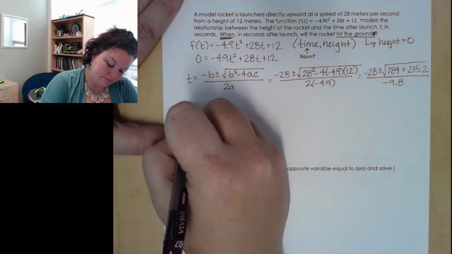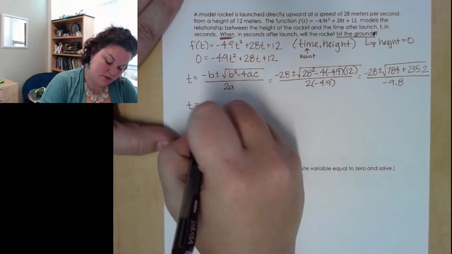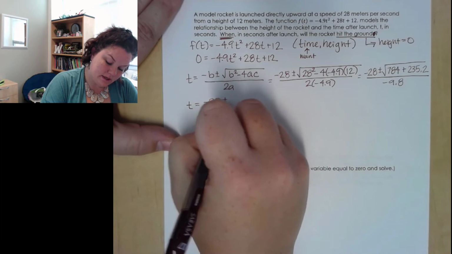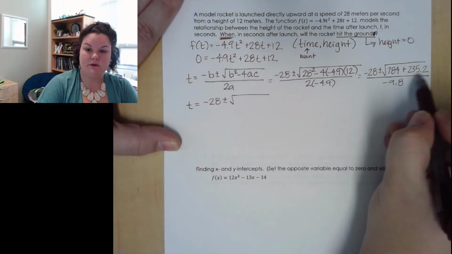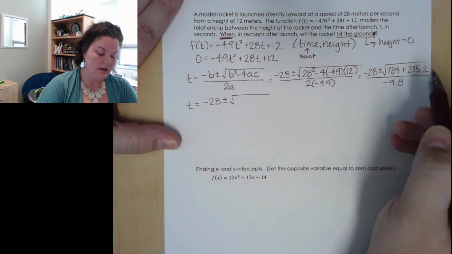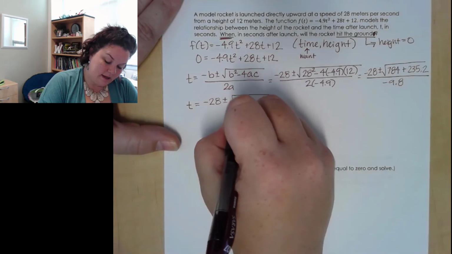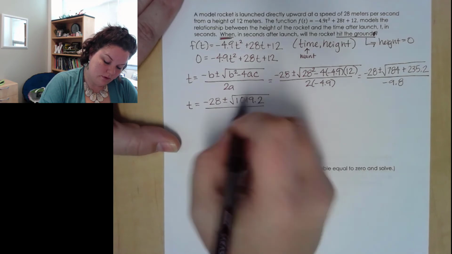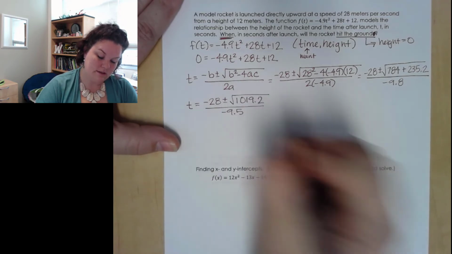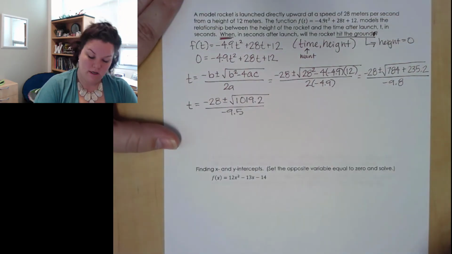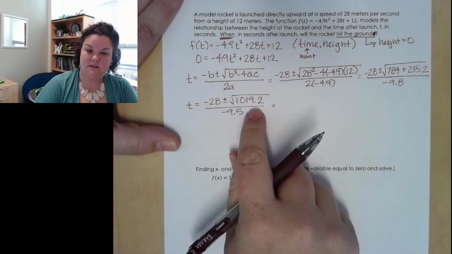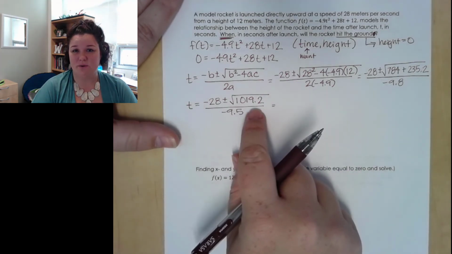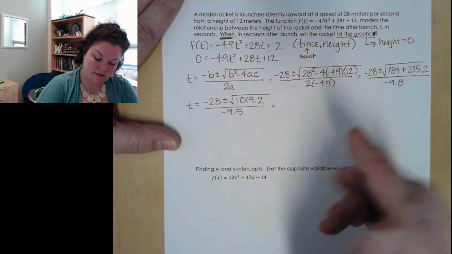And I keep going. So t is equal to negative 28 plus or minus. When I combine my numbers under the radical, I get 1019.2 all over negative 9.8, right? Keep going. Go ahead and take the square root of this as decimals. We're not going to reduce the radical. We're just going to calculate it, okay, and get a decimal.